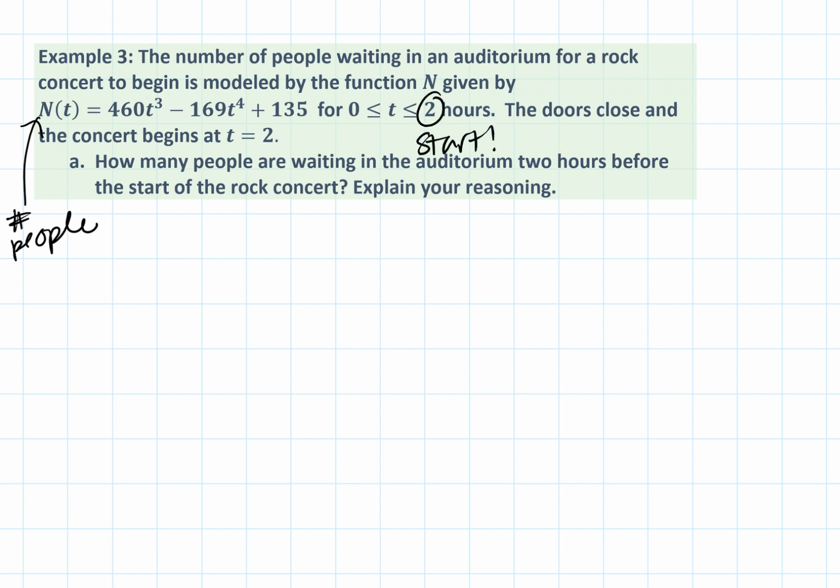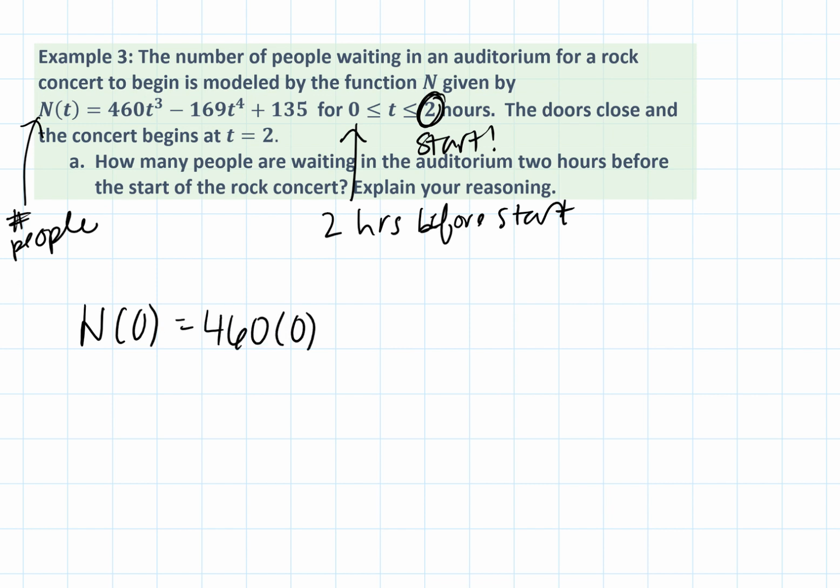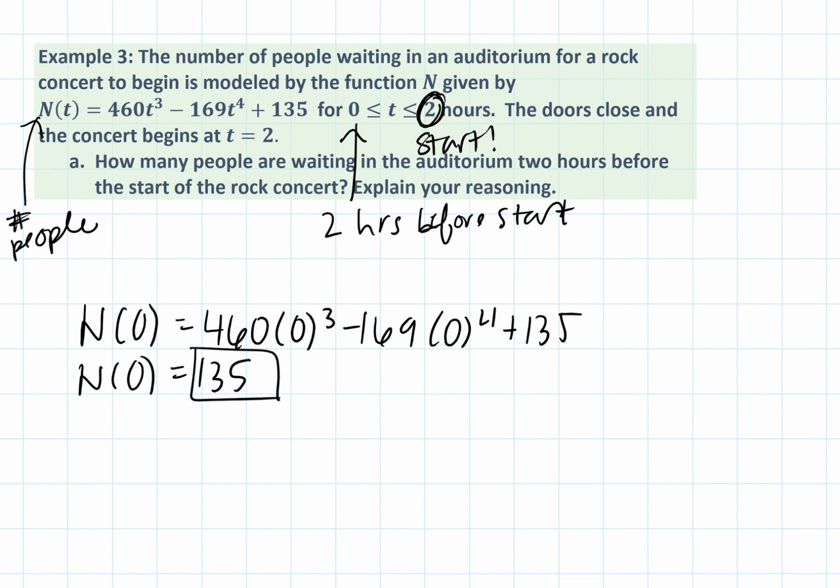How many people are waiting in the concert auditorium 2 hours before the start? Well, if it starts at t equals 2 hours, 2 hours earlier would be t equals 0. We're just looking for a number, so we're going to substitute. So this is just n of 0, which is 460 times 0 cubed minus 169 times 0 to the 4th plus 135. So n of 0 is 135. So there are 135 people in the auditorium 2 hours before the start of the rock concert.